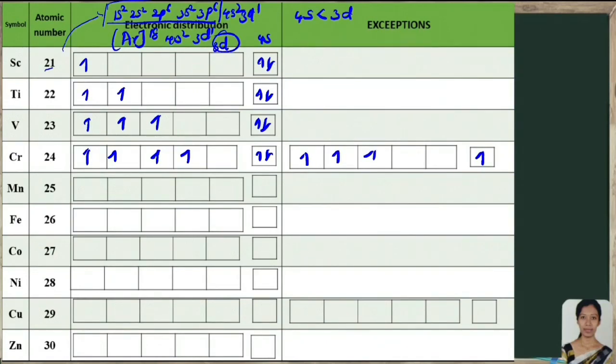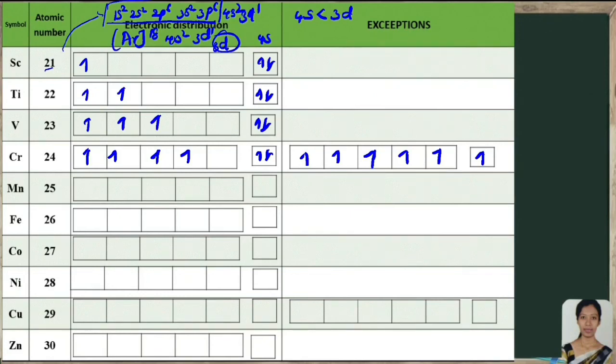Argon 18, 4s1, and 19, 20, 21, 22, 23, 24 electrons will be in the d orbital. So, you can observe here the d orbital is exactly half-filled and the s orbital is also half-filled. That's why it gets more stability.